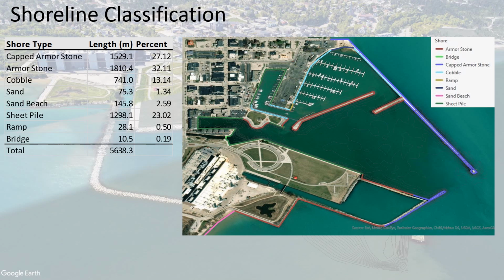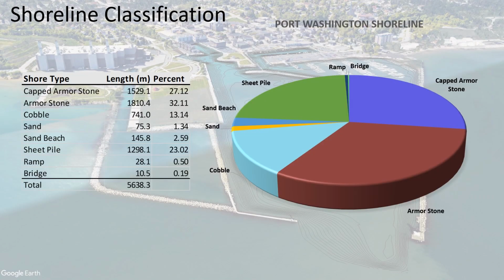Utilizing that side scan mosaic image and looking at aerial images, we can go in and start classifying the shoreline. By telling where there's rock on shore from the aerial image and looking at that side scan mosaic, we can basically tell whether it's a rocky shoreline or capped armor stone or sheet pile, etc. So using geographical information systems, we can start to quantify how much of the shoreline is what. In the case of Port Washington, about 27% of the shoreline is capped armor stone. You can see the full breakdown on the left here.